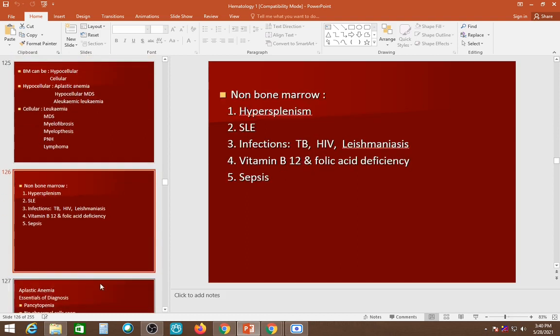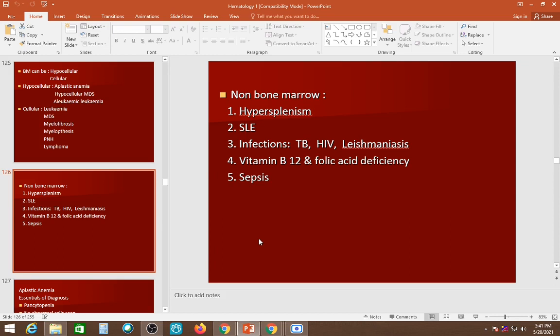And the next one is the non-bone marrow causes. What are the non-bone marrow causes? Number one, hypersplenism can cause pancytopenia. Then autoimmune disease like SLE can come with pancytopenia. Infections like TB, HIV, leishmaniasis. Then we have vitamin B12 and folic acid deficiency, which cause ineffective erythropoiesis. And another one is sepsis, where inflammatory markers can suppress the marrow and come to you with pancytopenia.